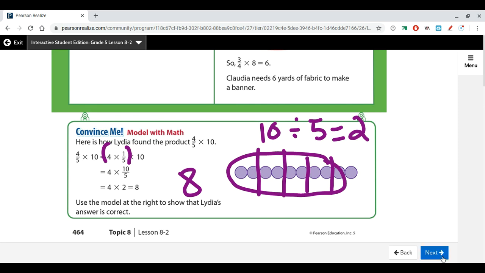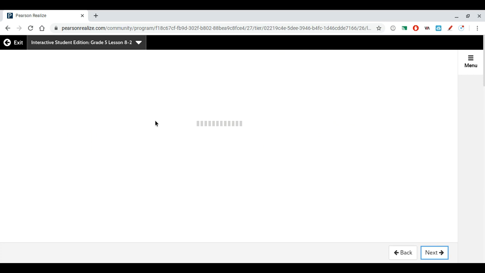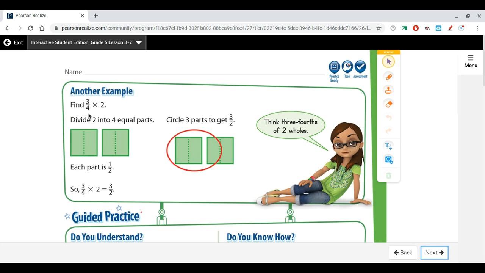All right, let's go ahead and take a look at another example. So we have find 3/4 times 2. So we're going to divide 2 into 4 equal parts. So again, really using that model. And then I'm going to circle 3 parts to get 3/2. And so each part is equal to 1/2. So 3/4 times 2 is equal to 3/2, which is equal to 1 and 1/2. Let's go a little smaller. So this is going to be equal to 1 and 1/2.